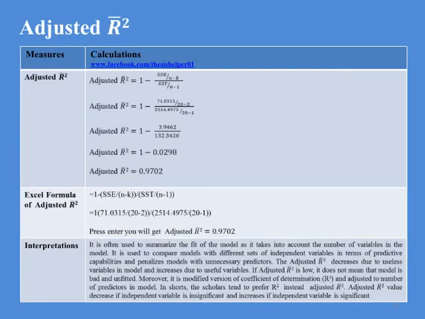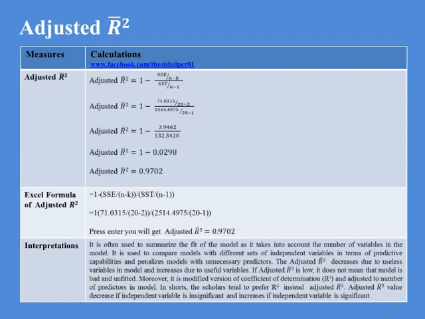Adjusted R bar squared is equal to 1 minus SSE divided by n-k, further divided by SST divided by n-1. By putting the values of SS residuals and SS total, sample size n and number of variables k, we get adjusted R bar squared equal to 0.9702. The MS Excel formula of adjusted R bar squared is also given to help get the same answer as computed by MS Excel.